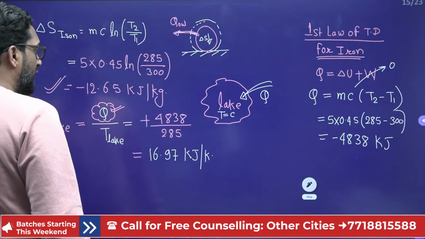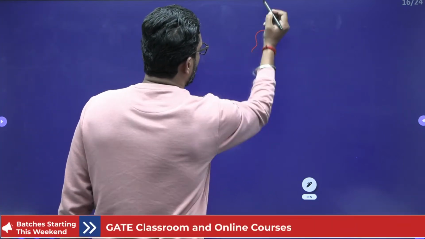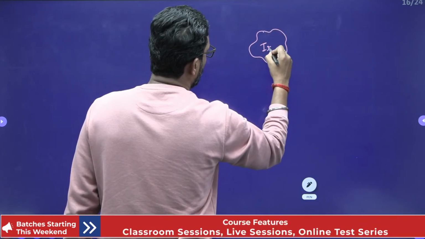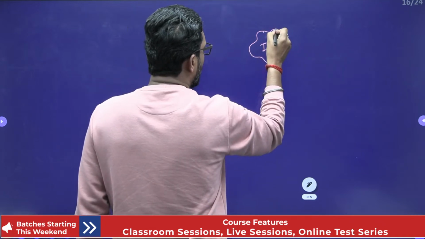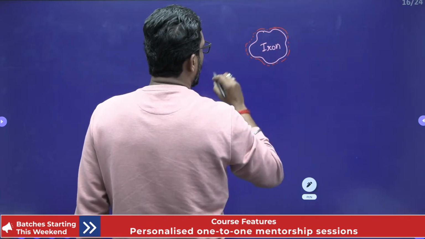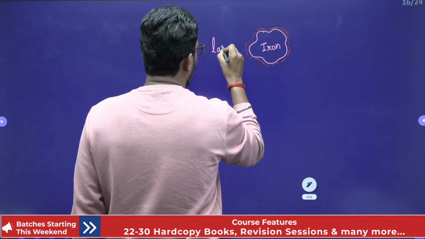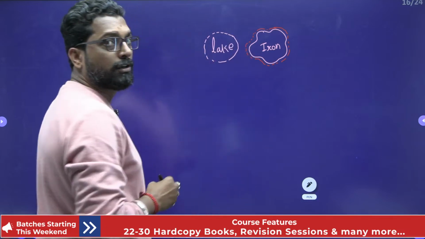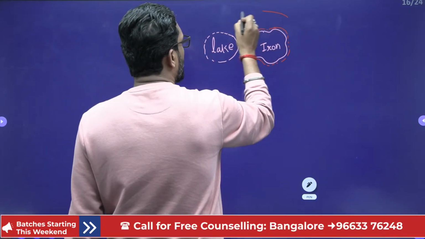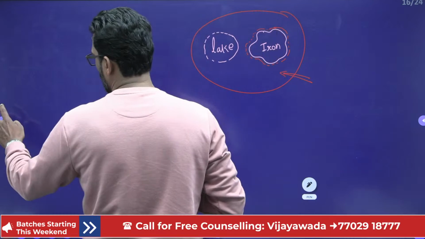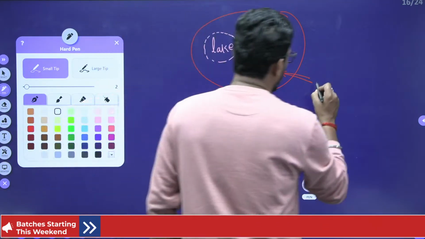So how to find it? We know this is our iron block, and we take iron as a system. Now there is a lake as the surrounding, and we take the total as a system. So this is an isolated system, yes or not, please?